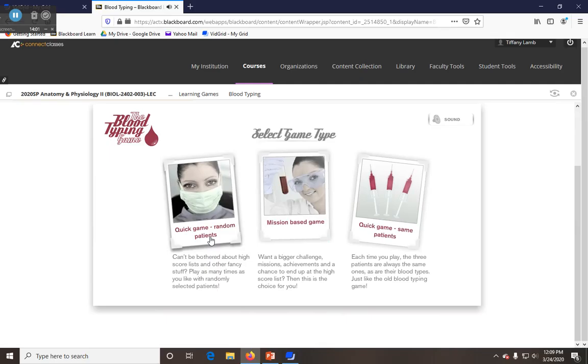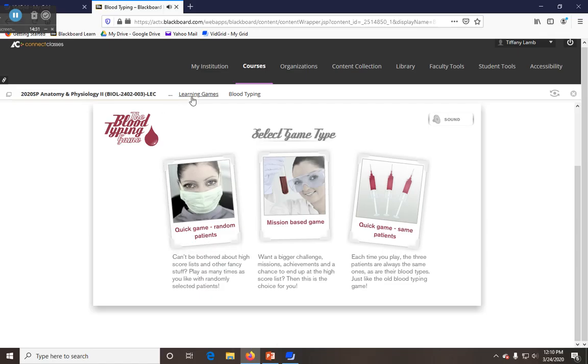This will give you 3 patients. After you're done playing, I want you to take a screenshot of your results and put that into the blood game Dropbox, and that will count for your lab list for the blood chapter. And the neat thing about this game, as you're going through, it's giving you hints on how to identify blood typing, and it gives you a lot of good information and tutorials at the end of the game.